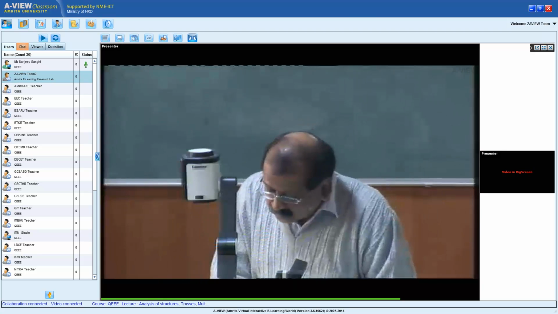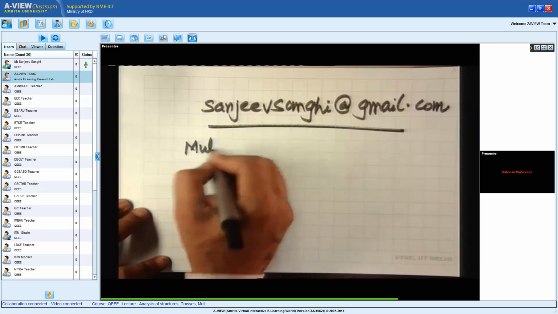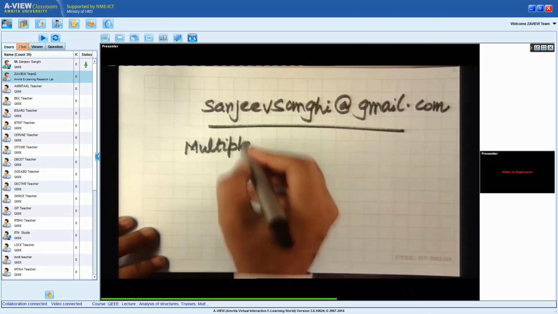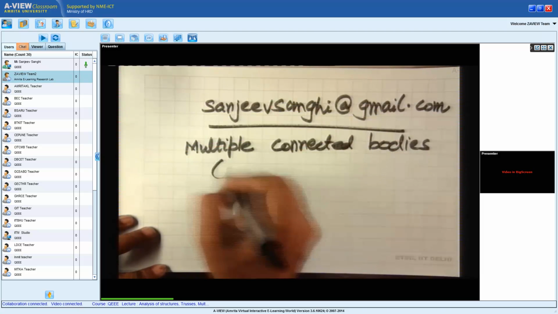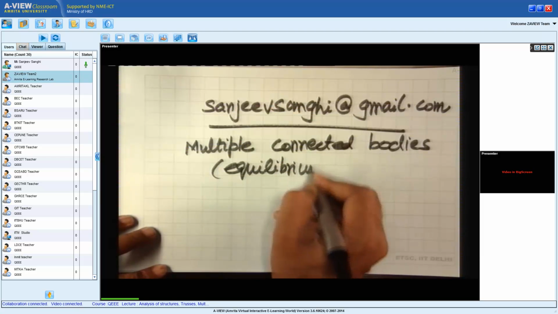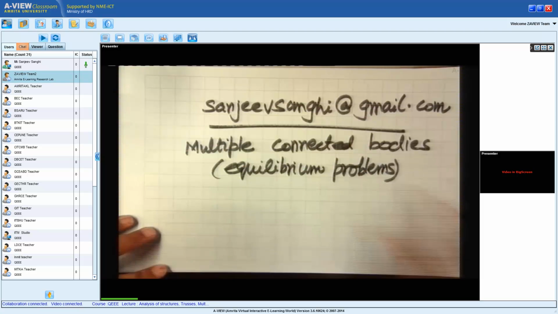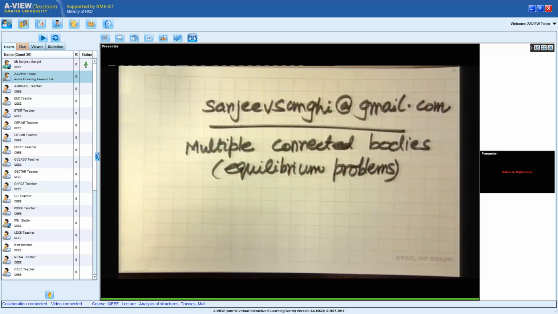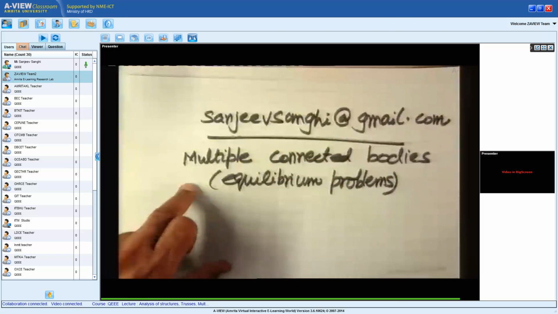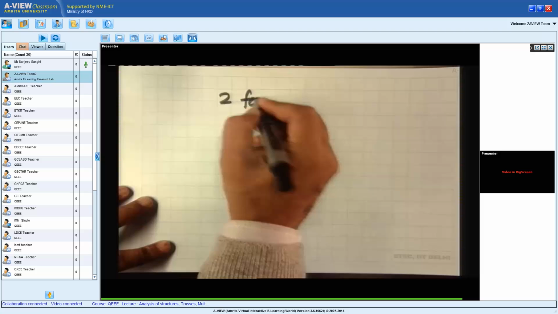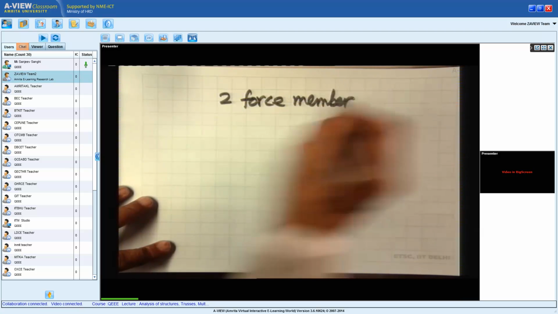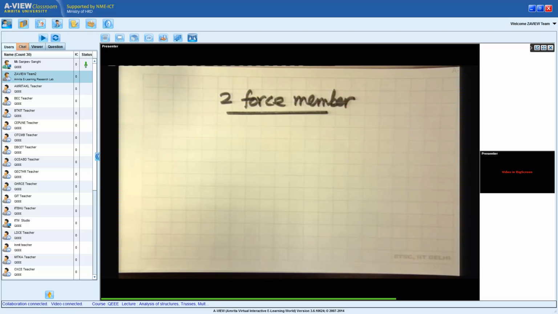Okay. Now, what we will see in our next class is when we have multiple bodies, if there are more than one bodies which are connected and which are in a state of equilibrium, then how do we solve this? But when we analyze multiply connected bodies, there's one concept which comes in quite handy, which makes life very easy. And this is the concept of what we call a two-force member.